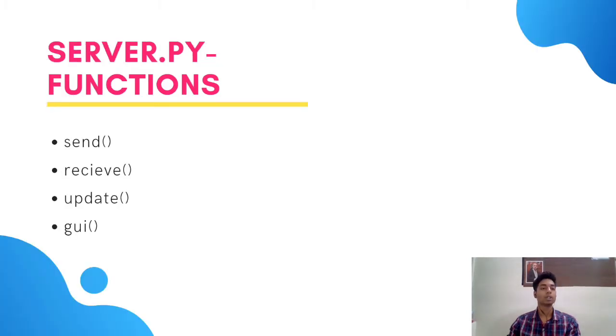in a thread. So in server.py I have created functions like send function, receive function, and update function, which will send message, receive message, and update message in chat box respectively. And the last one is GUI, which is responsible for the graphical user interface of this application.